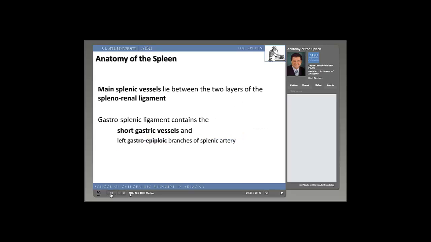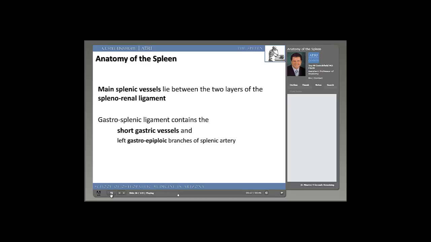Again, related to the embryology, the main splenic vessels lie between the two layers of the splenorenal ligament. Again, this makes sense because the spleen forms in the dorsal mesogastrium, as does the celiac artery.